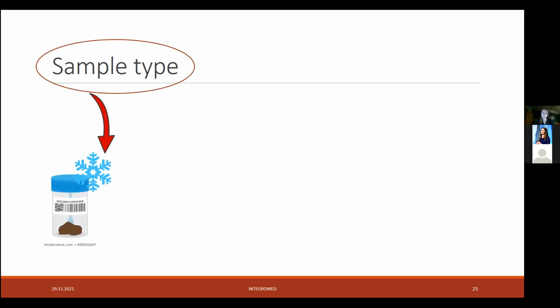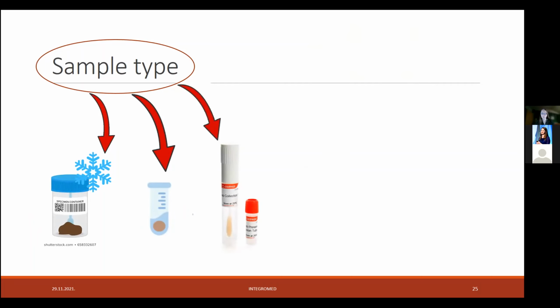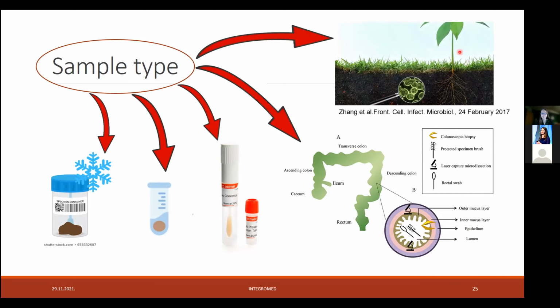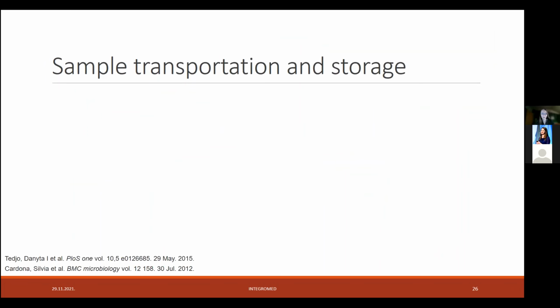For example, we could have just a frozen sample without any additives. We can have a sample with some specific buffer for sample stabilization. Also some swabs. Also during a biopsy, we could get tissue samples, or washout from the lumen and so on. And of course, we could have environmental samples, and each of these sample types will have some differences in the collection protocols, in the storage protocols and so on that you need to take into account.